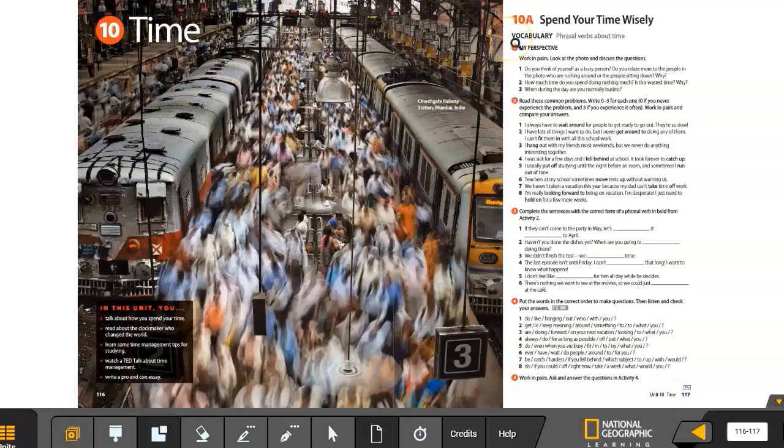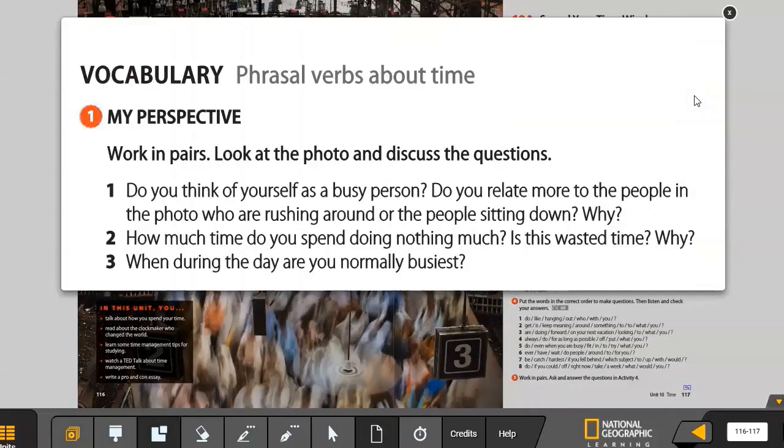Okay, and let's go to page number 117. This is just like a warm-up. Okay, so we have this, my perspective. It says work in pairs, look at the photo and discuss the questions. Okay, just think about that guys. Okay, you can discuss with anyone, no problem. Just think about that. Look at the photo and discuss the question.